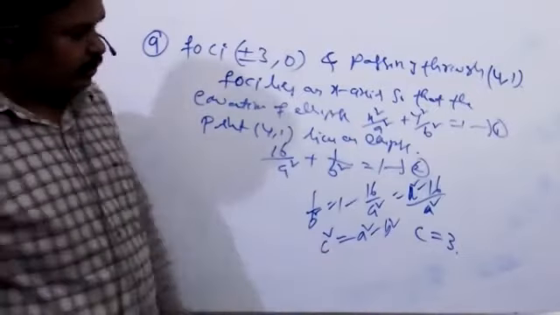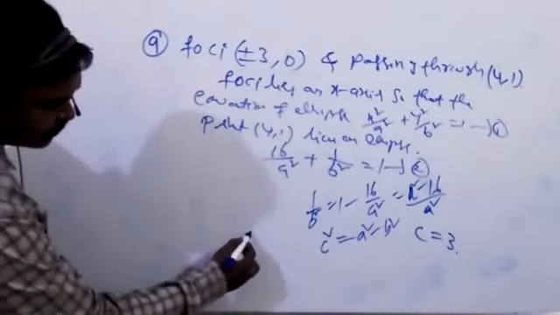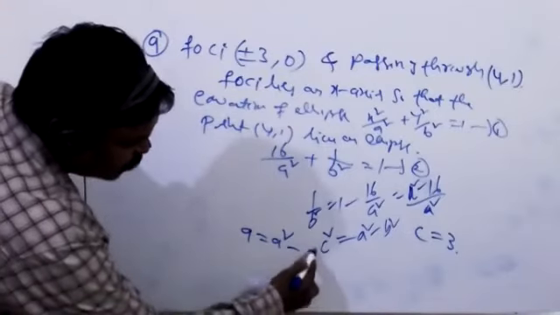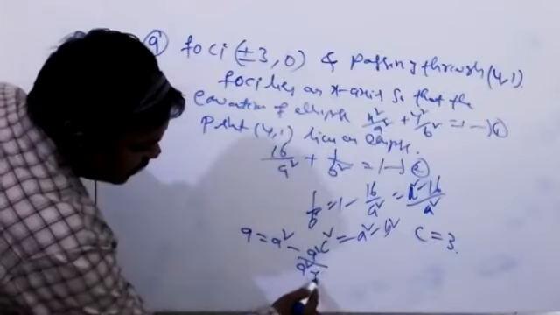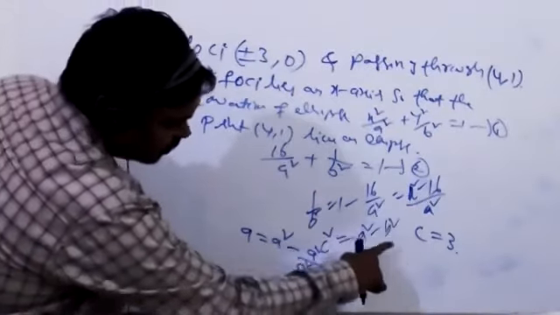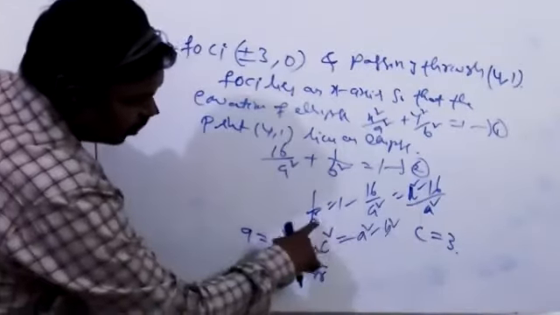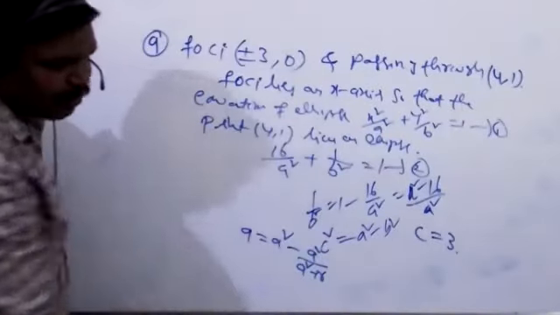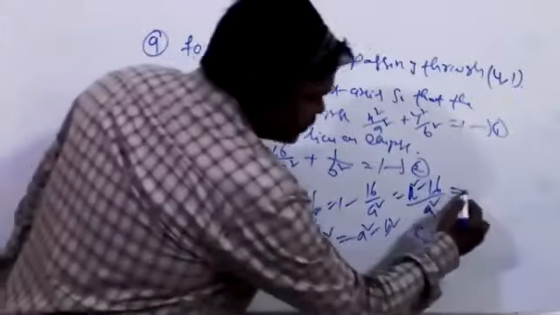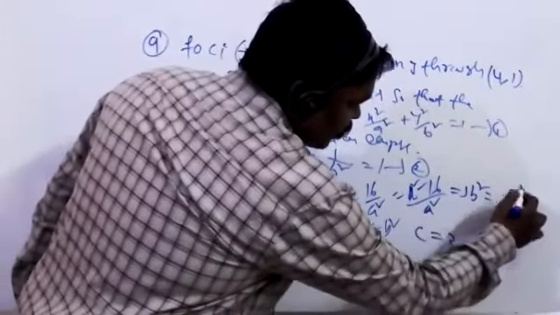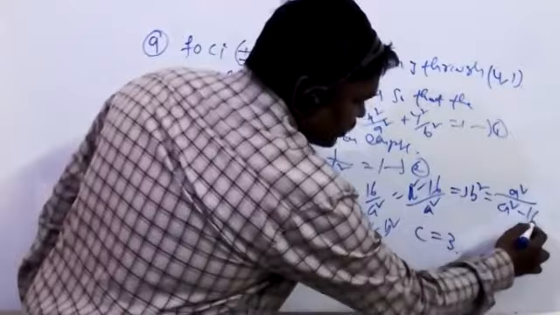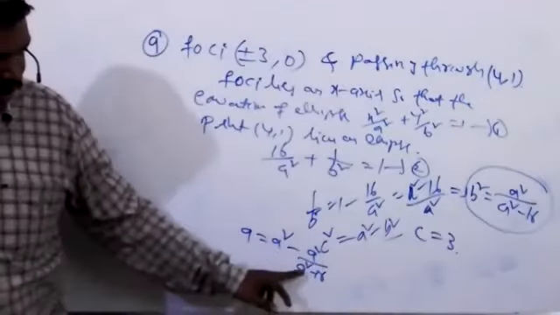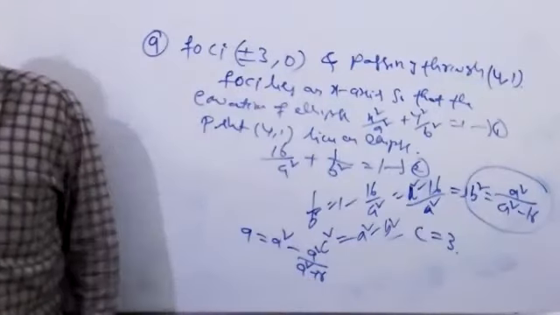Now substituting here, 9 is equal to a square minus a square upon a square minus 16. See here, reciprocal: 1 upon b square is equal to a square minus 16 upon a square. Then b square is equal to a square upon a square minus 16. Then here substituting b square, a square upon a square minus 16.